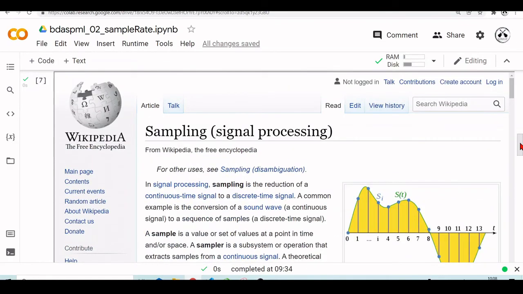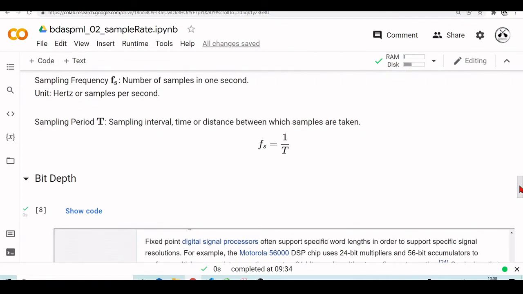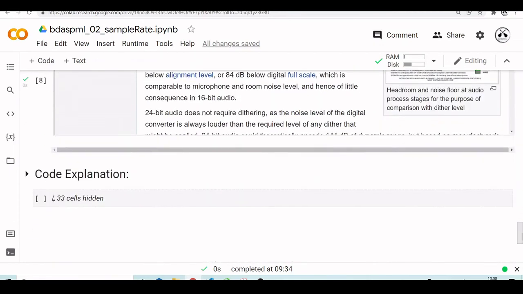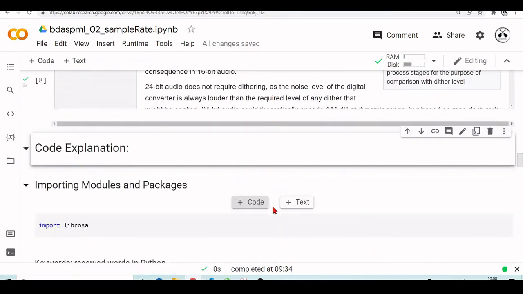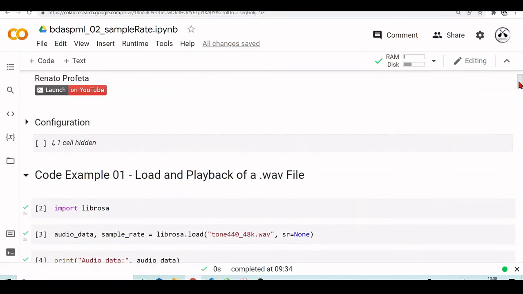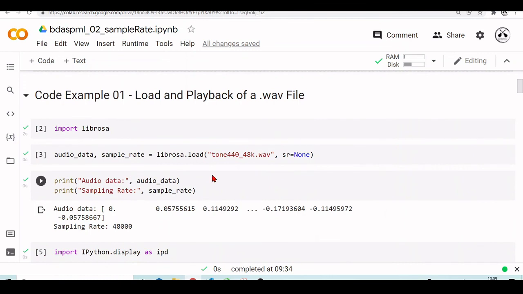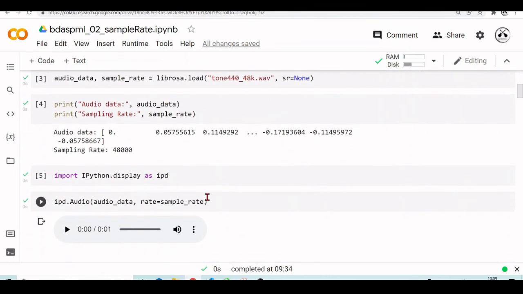That's it for this part, and in the next tutorial we will go through this code line by line and look at the Python characteristics and semantics: what this import means, what Librosa is, what kind of values these are, why this is under quotes, what print is doing, and what this IPD is.